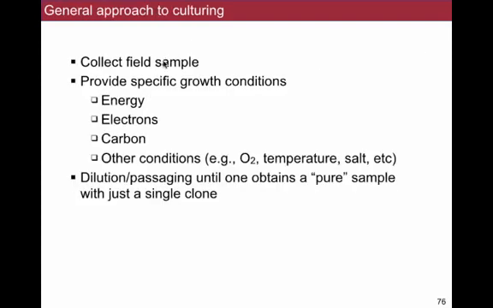When you do this, in principle, the way it works is you collect a field sample, you provide specific growth conditions. These may sound familiar to you. You'd like to know something about the energy requirements, where an organism is going to get its electrons and where it's going to get its carbon. You also probably want to know something about other conditions in order to grow different types of organisms, like temperature, salt, oxygen levels, etc. And you go through many iterations until you can isolate a single cell, basically, and get it to make copies of itself.